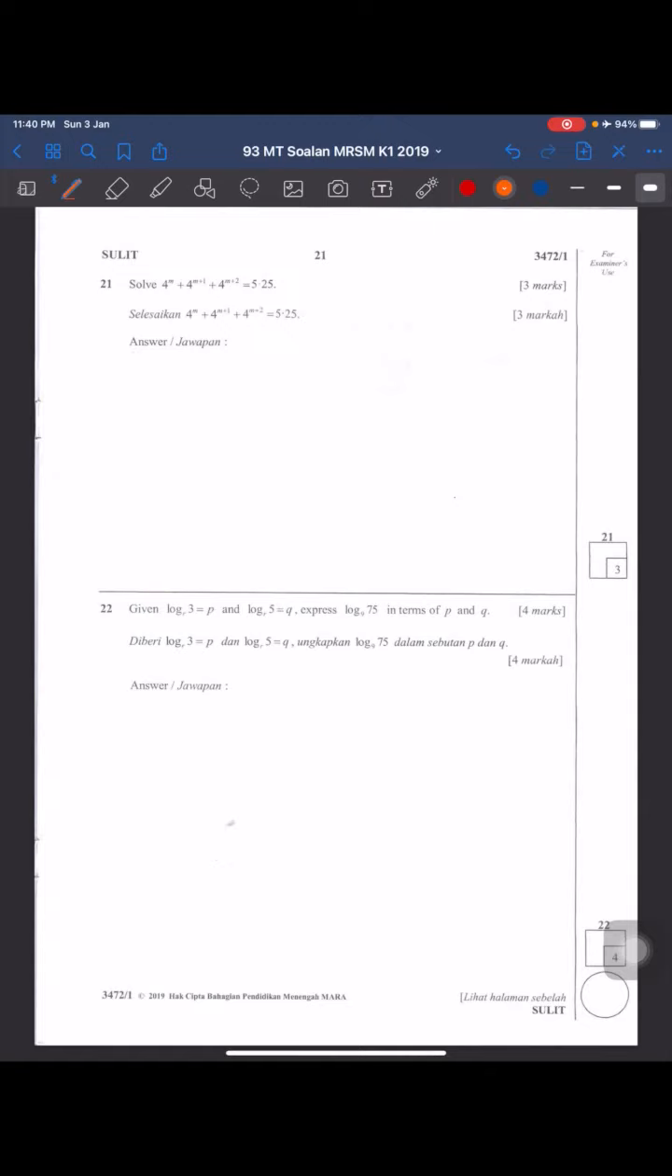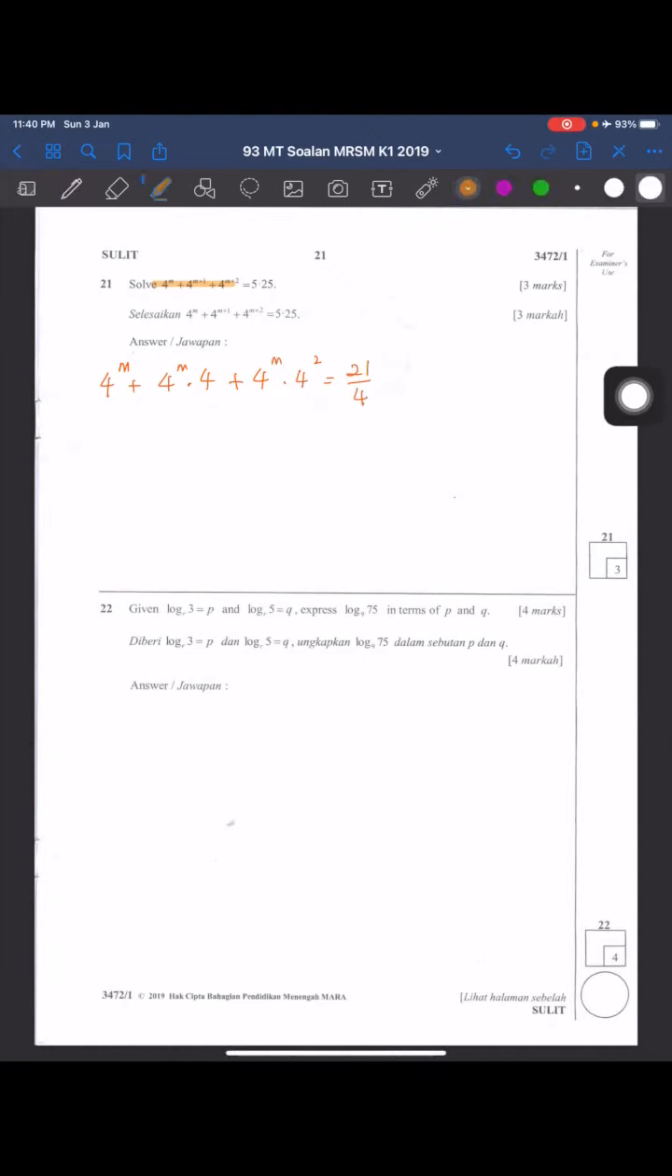Okay, so di sini kita boleh pecahkan. Pecahkan terlebih dahulu. So 4 power of m plus 4 power of m times 4 plus 4 power of m times 4 square equals to 21 over 4. Okay, cuba tengok sini. So ni 4, 4, 4, 4, 4, 4. Okay, so kita dalam track yang betul.